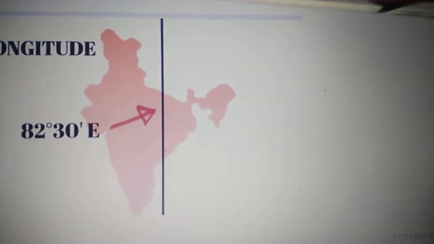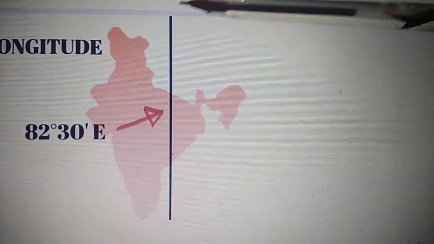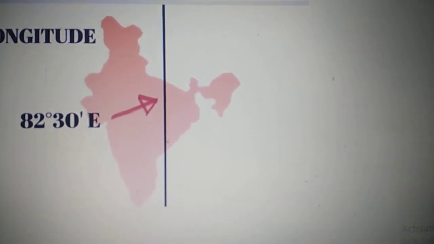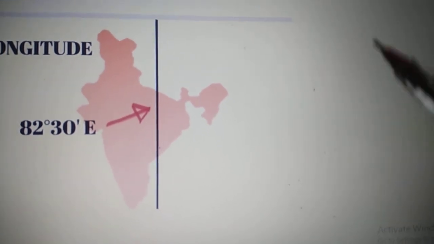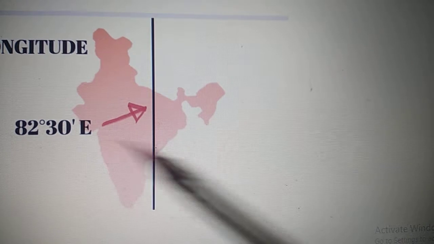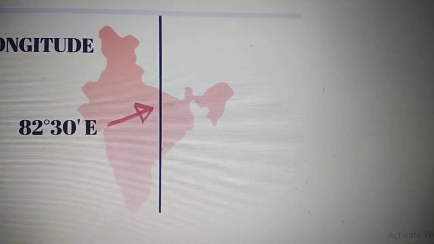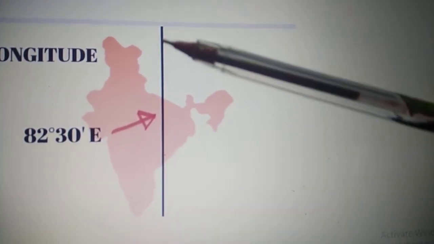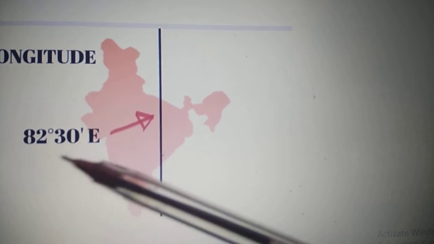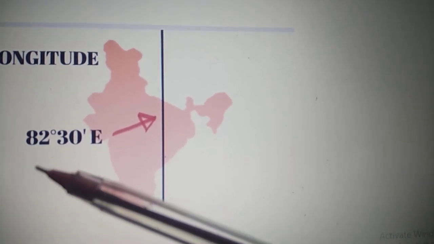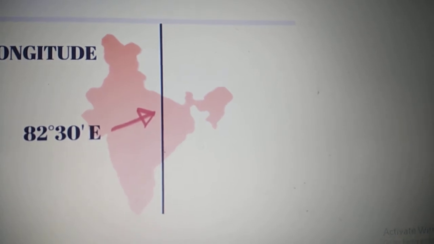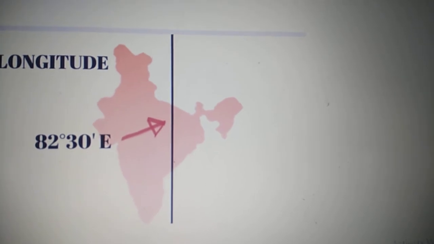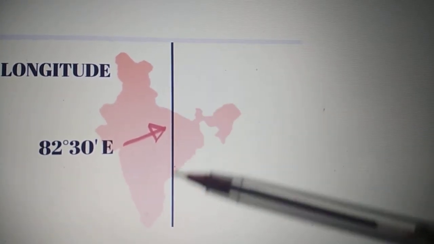Now this line has been taken as the Indian Standard Time. Whatever the time is here, it is followed by the entire country. Although there is a time gap of 2 hours between Arunachal and Gujarat, to have a common timing for India, we chose a common meridian which is passing through Mirzapur in UP. And what is the longitude? 82.5 degree east, because we are on the eastern side of the Greenwich meridian.